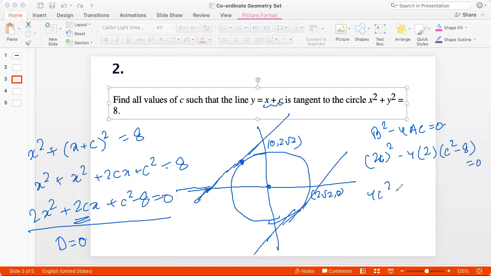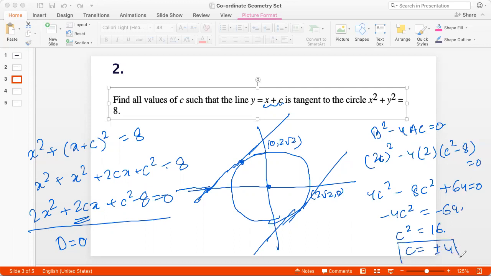So I get 4c squared minus 8c squared plus 64 is 0. So I get minus 4c squared is minus 64. So c squared is 16, right? Which means that c is plus minus 4. So y is equal to x plus 4 and y is equal to x minus 4 are the two lines that will be tangential to the circle x squared plus y squared is equal to 8.